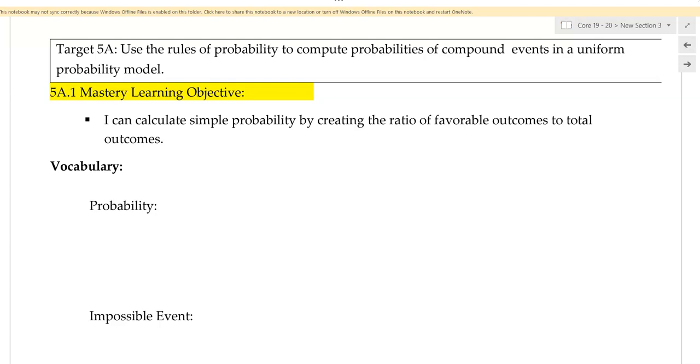We're going to start with target 5A. Use the rules of probability to compute probabilities of compound events in a uniform probability model. Don't really pay attention to that. Really what we're focusing on in this video is 5A.1, our mastery learning objective, which says I can calculate simple probability by creating the ratio of favorable outcomes to total outcomes.